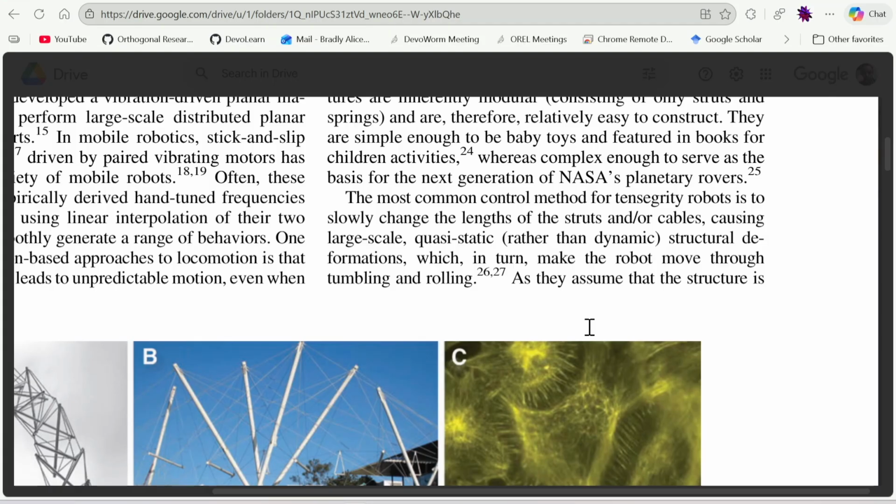The most common control method for tensegrity robots, then, is to slowly change the lengths of the struts and their cables, causing large-scale quasi-static rather than dynamic structural deformations, which in turn make the robot move through its tumbling and rolling. So they basically use sort of perturbations to move the robot. So they're able to do these different modes of movement. They can do these uncontrolled movements or these controlled movements.